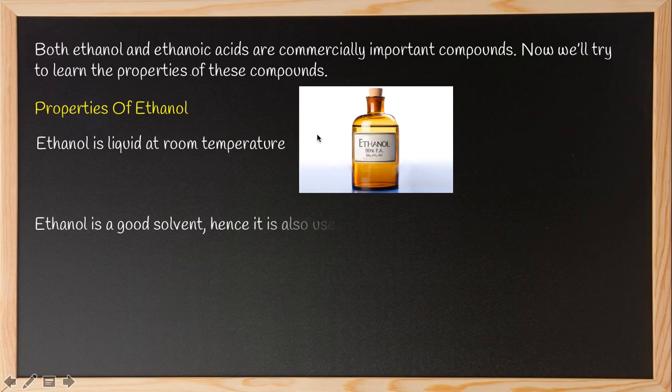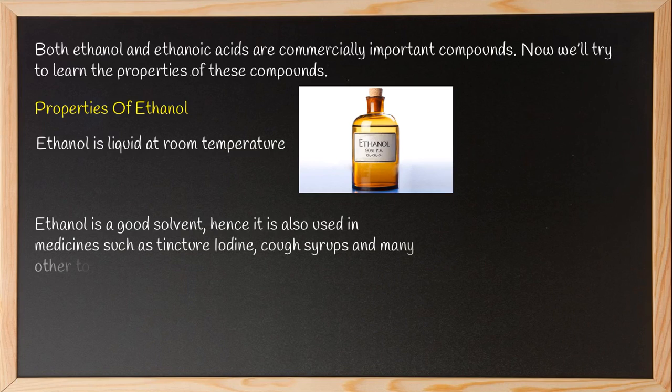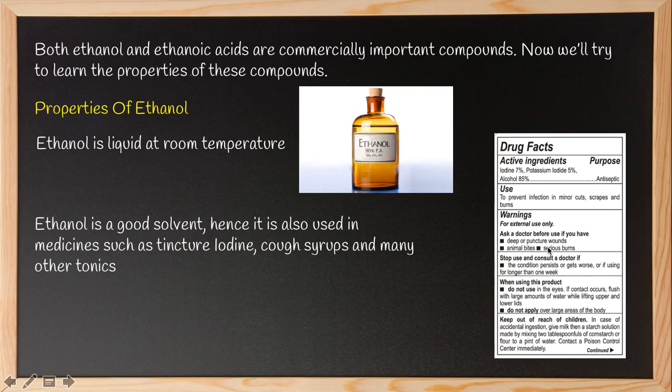Ethanol is a good solvent, hence it is also used in medicines such as tincture iodine, cough syrups and many other tonics. So you can see the active ingredient list here. Whenever you go to a shop or a market and buy something, even if it's not an eatable, you will get a list of ingredients used in the preparation of that product. This is the active ingredient list of tincture iodine, and here alcohol is 85%. It is an antiseptic, so 85% alcohol is used. It is the main ingredient in tincture iodine.